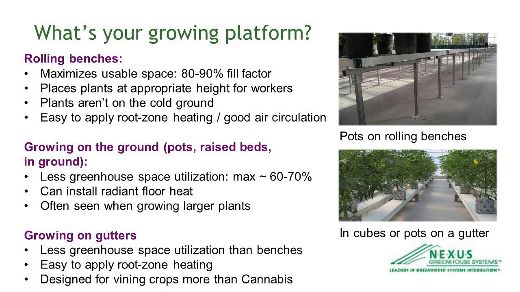Another thing that we see quite often is growing on the ground, either in pots, raised beds, or in the ground itself. It does, however, utilize less greenhouse space because there's lots of space that's taken up by aisleways. If you're going on a slab or a hard surface like road base with a weed barrier on top of it, you can install radiant floor heat underneath the plants.